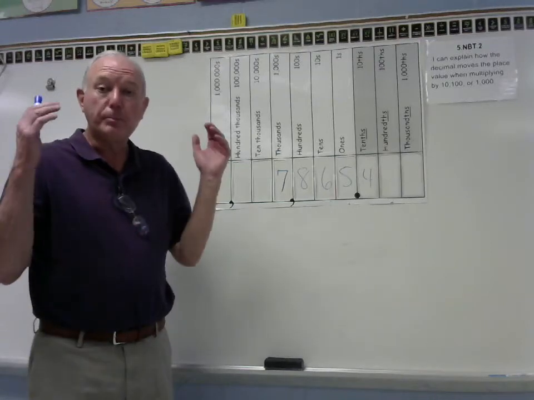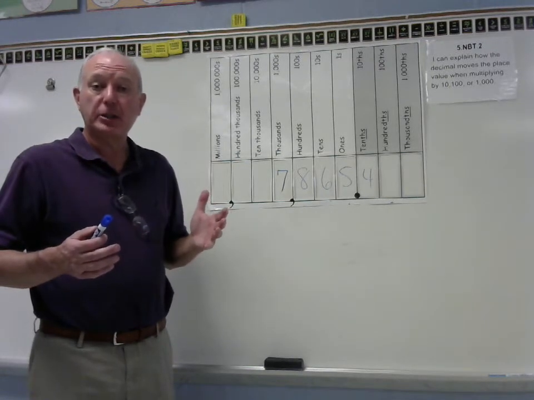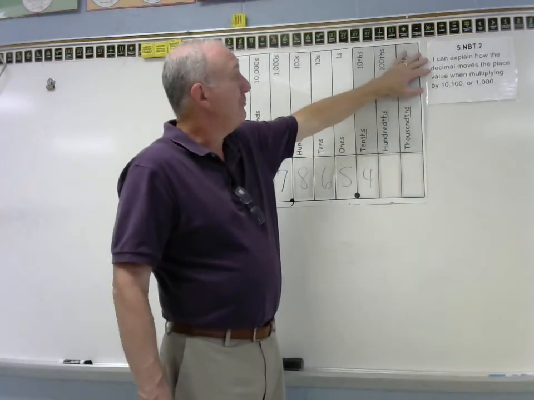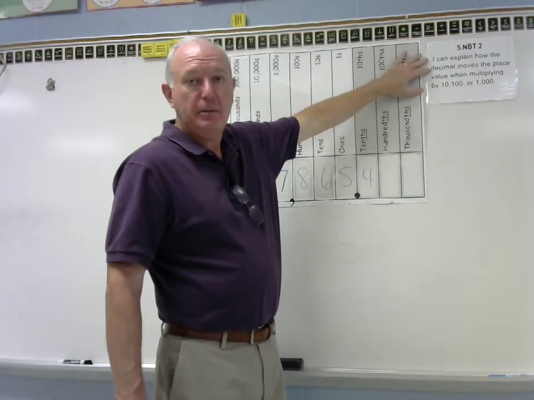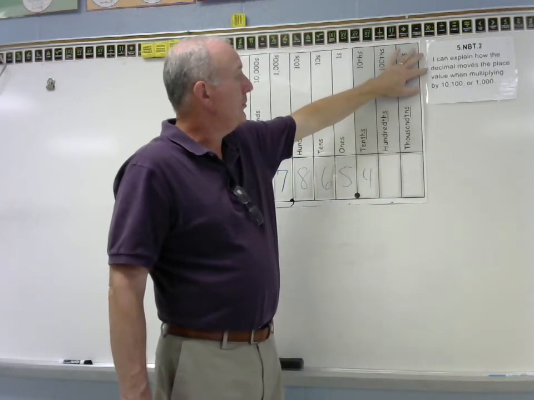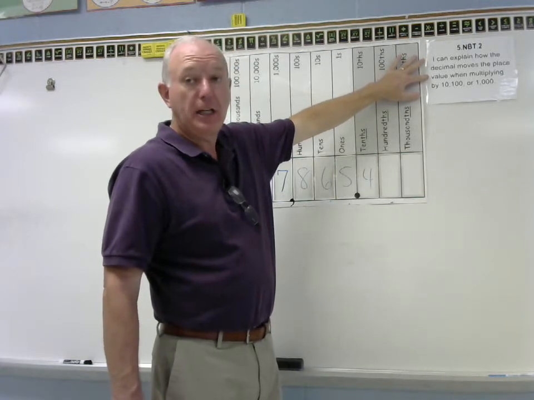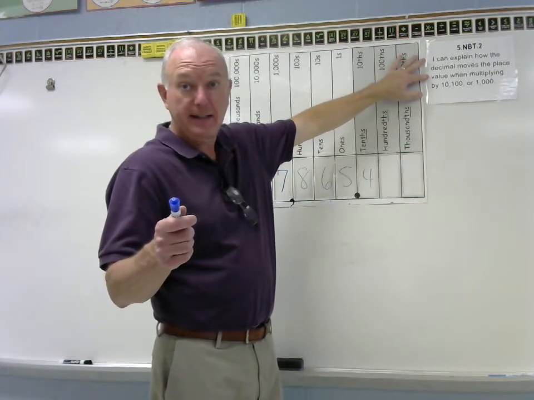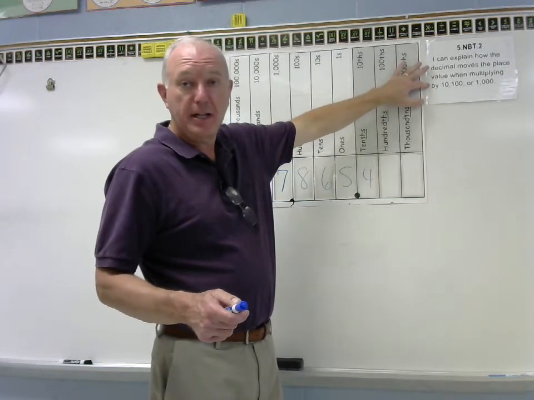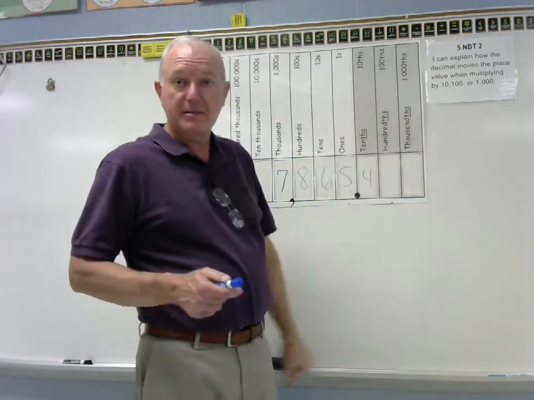Hello, class. We're back again, working with place value, and today we're going to be looking at this learning target. It's 5.NBT.2. I can explain how the decimal moves the value, the place value, when multiplying, and today we're going to add to that, dividing by 10, 100, and 1,000. You're smart, you can do this.